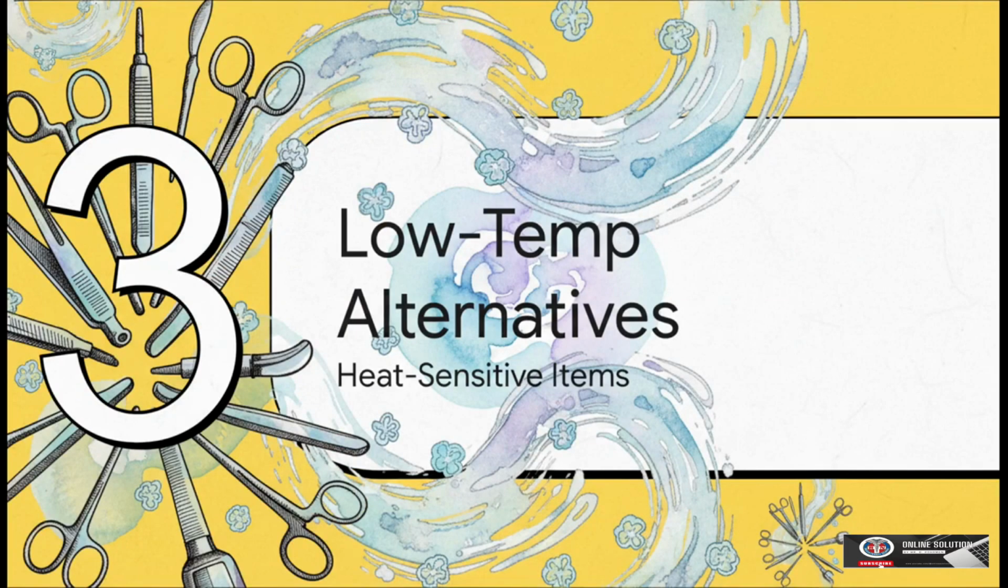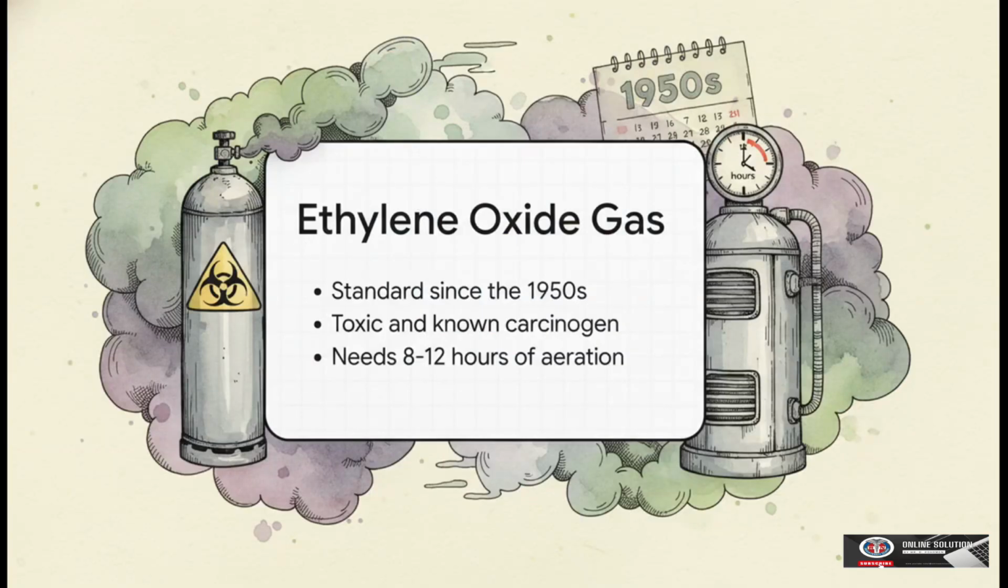So, we've mastered the heat. Let's look at Chapter 3, low-temperature sterilization alternatives. First up for the heat-sensitive stuff is ethylene oxide, or ETO gas. It's been the reliable standard since the 1950s.